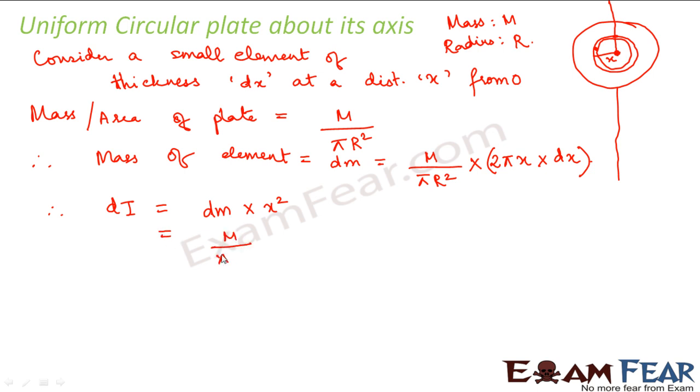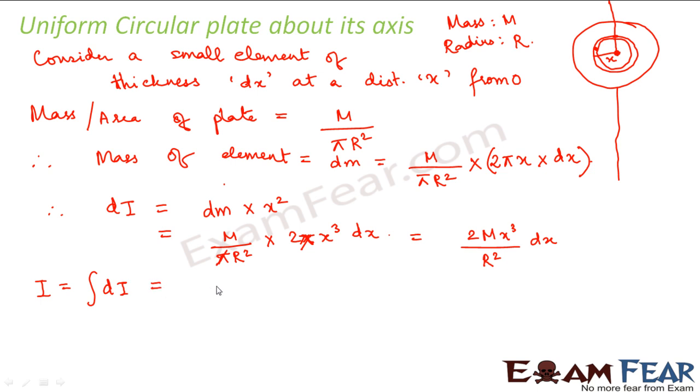So this will be equal to M divided by pi R square into 2 pi x cube into dx. So this pi and pi will get cancelled. So we get 2M x cube divided by R square into dx. Therefore the total moment of inertia will be integration of dI, that is equal to integration of 2M x cube divided by R square into dx. So how will the x vary? It will vary from 0 to R because the radius of the circular plate is R. So this will vary from 0 to capital R.